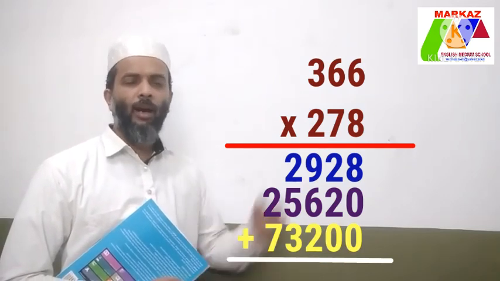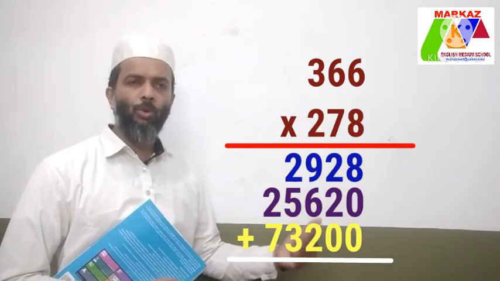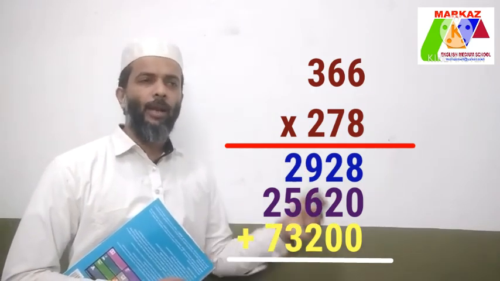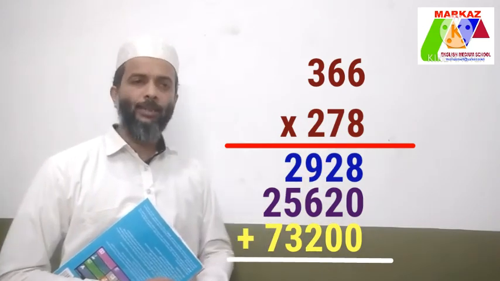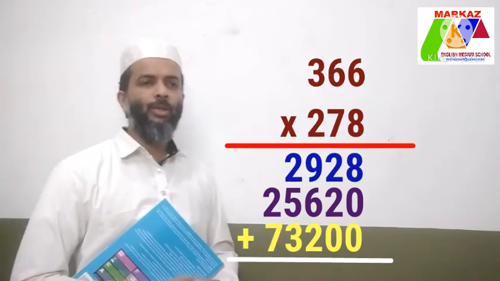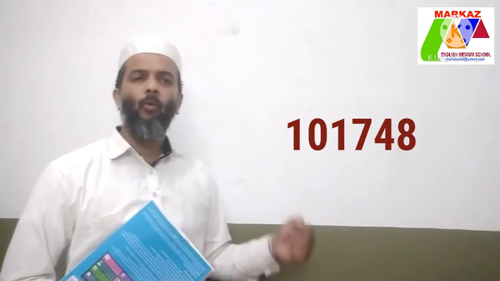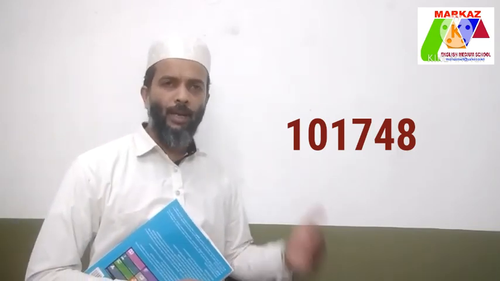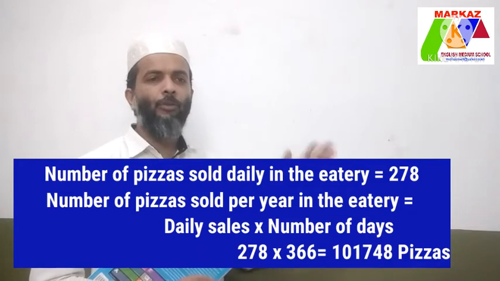Write 7 in the 100 place, 1 in the thousands place. 3 plus 5 plus 2 is equal to 10. Plus carried 1 is equal to 11. Write 1 in the 1000 place, 1 in the 10,000 place. 2 plus 7 is equal to 9. 9 plus 1 is equal to 10. Final answer is 1,01,748. That means the number of pizzas sold per year at the eatery is equal to 1,01,748.